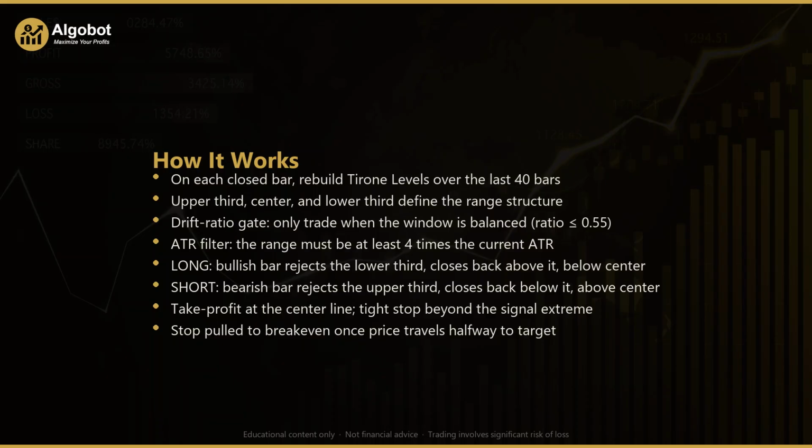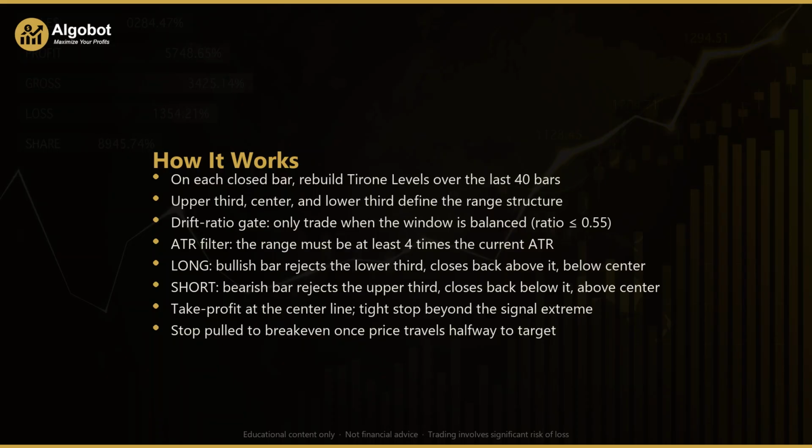Now the entries. For a long setup, the most recent closed bar must be bullish. Its low must pierce down into or through the lower third line, but its close must recover back above that line, a rejection of the lower third as support. The close also has to remain below the center line, so there's still room to run. When all of that lines up, the strategy places a buy, sets the take profit at the center line, and puts the stop just below the signal bar's low, cushioned by a fraction of the ATR.